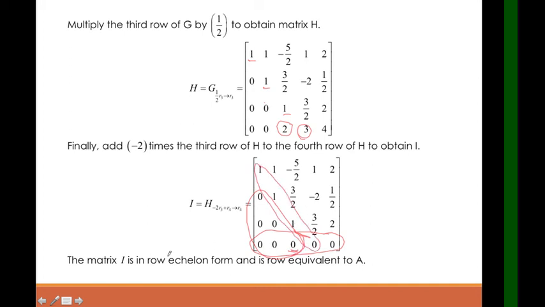1, 1, 1. So, matrix I is in row echelon form. It is in row echelon form and is also row equivalent to A. Therefore, I is also equivalent to A. Yung sinabi ko kanina una yan. Okay? So, that is how we do row echelon form, elementary row operation. Or elementary row column operation.